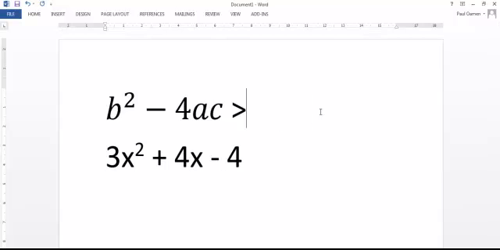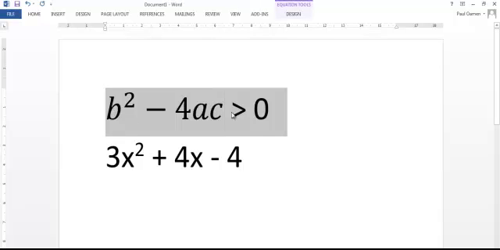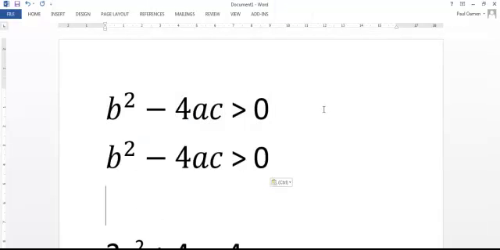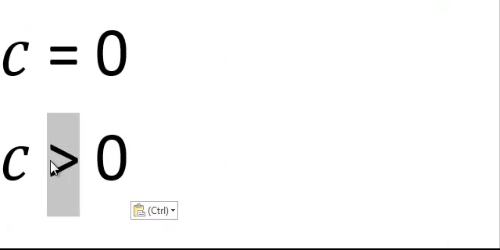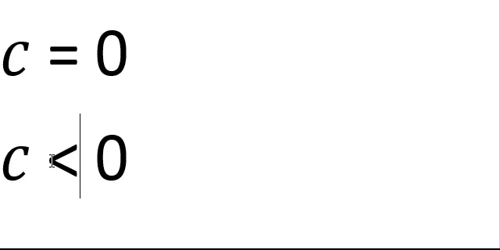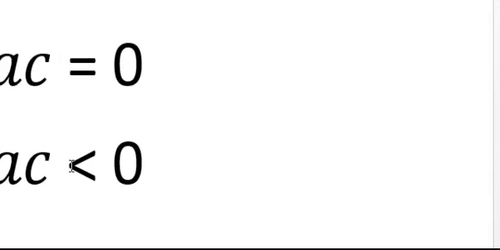However, supposing our output is greater than zero, in that case, that means two distinct real roots. But supposing, let's copy that, paste it right here, it is equal to zero. That means two equal roots. And supposing it's less than zero, in that case, that means no real root at all. Now let's move on.